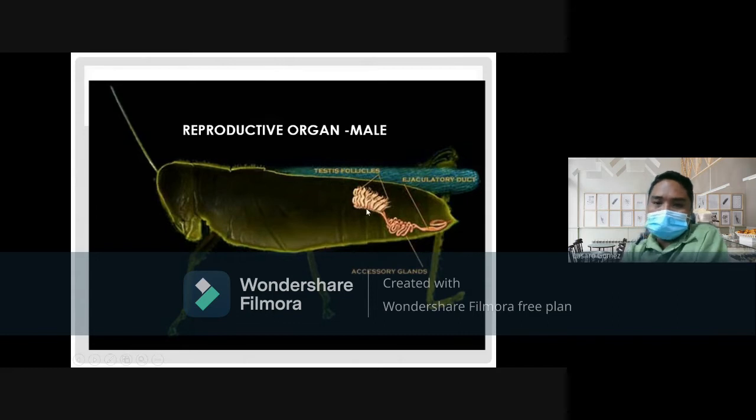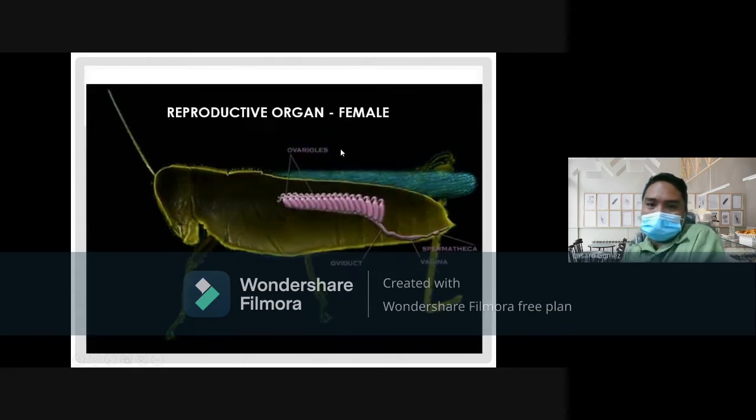Well, for the female, we have the ovarioles, or what we call the insect eggs. And then this tube here is the oviduct, the insect oviduct. Connected to its oviduct is the insect's vagina. And then this is the spermatheca, wherein the eggs wait when they mate.